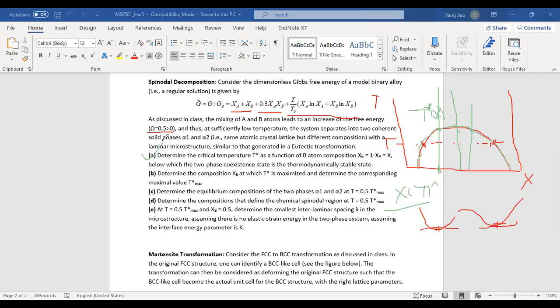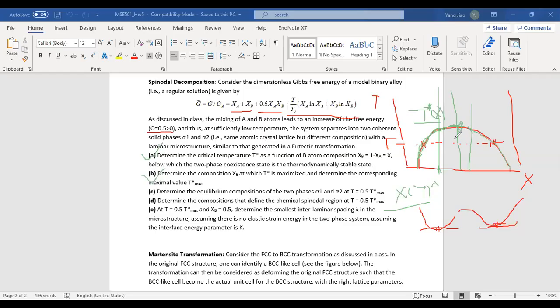Okay, now for B, determine the composition XB at which T star is maximized, and determine the corresponding maximum value T star max. Suppose now we're looking at T star as a function of X. I know that if I increase X from here, I increase T star, right? So how can I find out the maximum? Well, if you have an expression of T star as a function of X, mathematically you take the derivative of T star with respect to X, and you set that derivative equal to 0, and you can immediately find that X equals a half in this case.